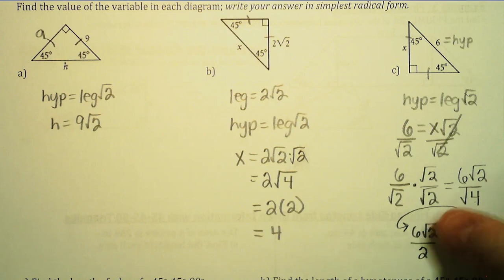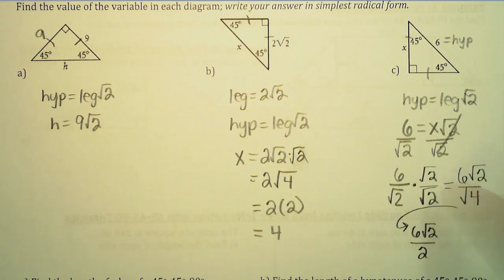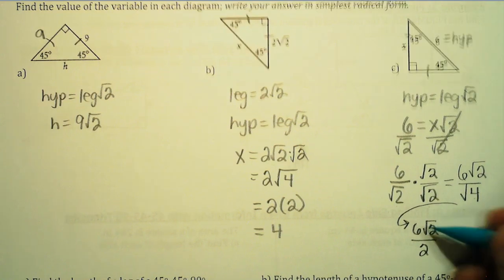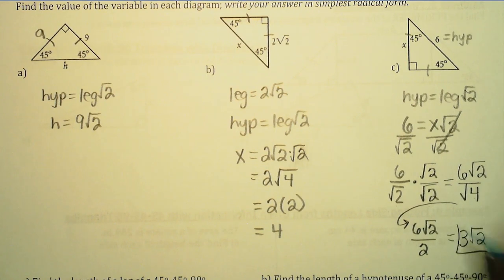Now, don't touch this radical at all, but if you can divide those numbers or reduce that fraction in any way, you are allowed to do that. Don't change the radical. Here, 6 is divisible by 2. So, go ahead and do 6 divided by 2, that's a 3, and then the radical 2 is still there, and the leg there is going to be 3 radical 2.